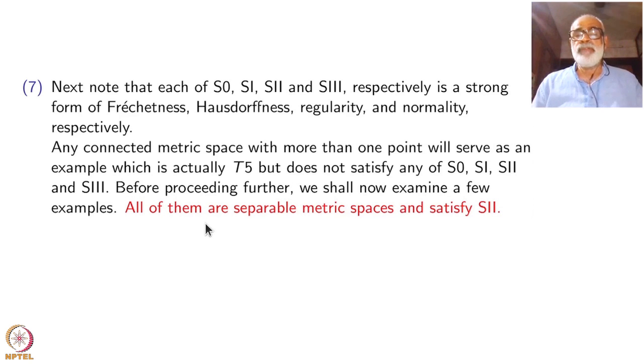So before proceeding further, we shall examine some examples now. It turns out that all these examples are separable metric spaces and satisfy S2. Why am I doing this? Because finally we are interested in dimension theory developed by Wallman and Hurewicz, right? So there, separability means there is a countable dense subset. Separable metric space is a blanket assumption.